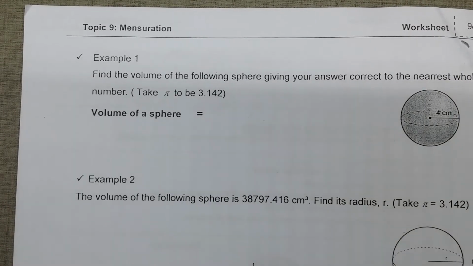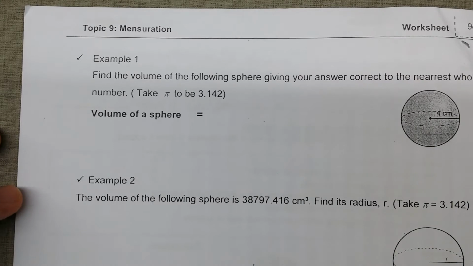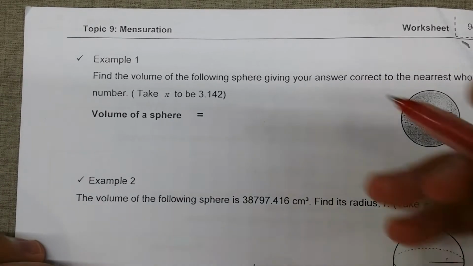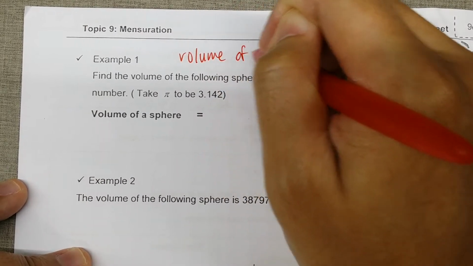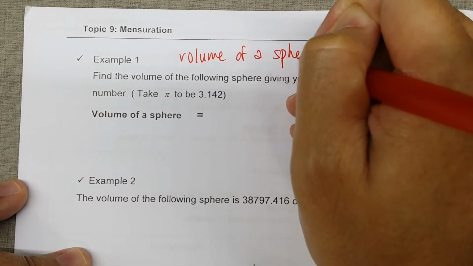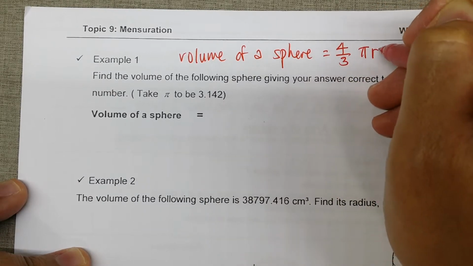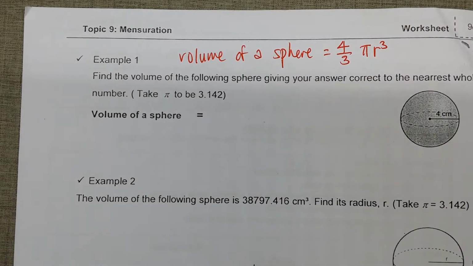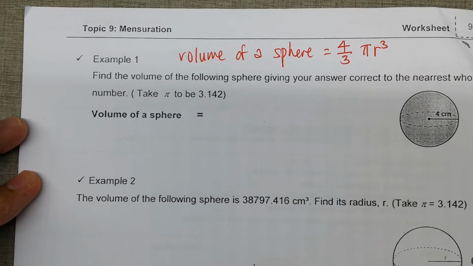Now that I turn to the next page, can you still recall the volume of a sphere? Let me better write down. Volume of a sphere equals 4/3 pi r cubed. I'm more used to writing 4/3 pi r cubed for volume of a sphere. So let's try this question, example 1.